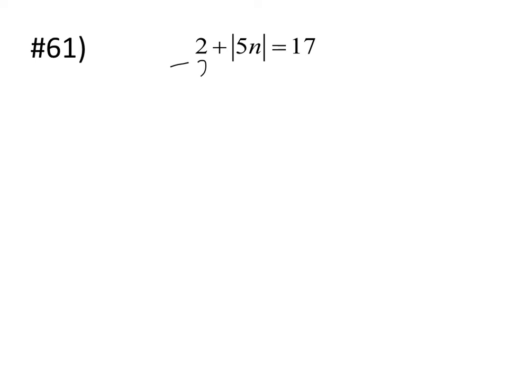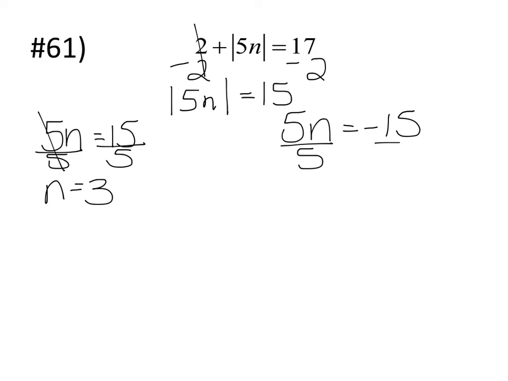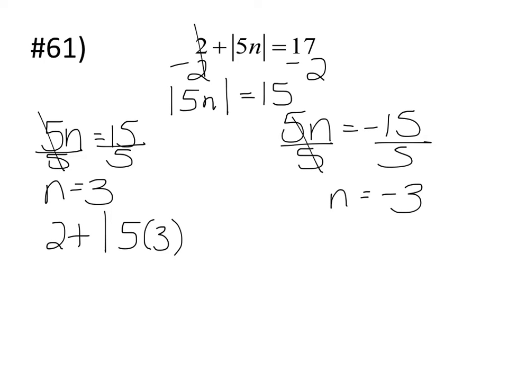Alright, first thing I need to do here is isolate the absolute value. So I'm going to subtract 2 from both sides, giving me the absolute value of 5n equals 15. So I'm going to have 5n equals 15, and 5n equals negative 15. Divide both sides by 5, giving me n equals 3, and n equals negative 3. So I'm going to plug back in to see if it works.